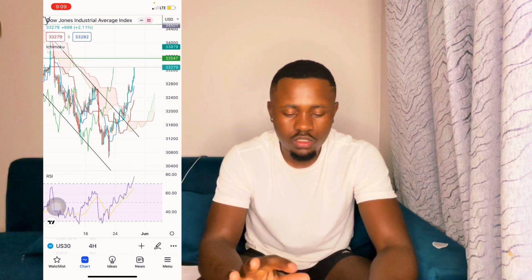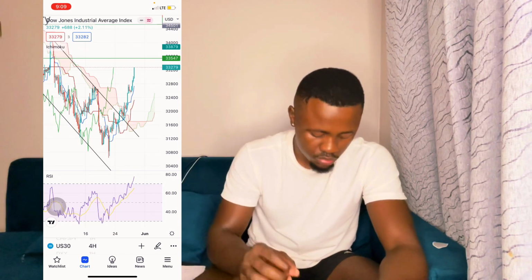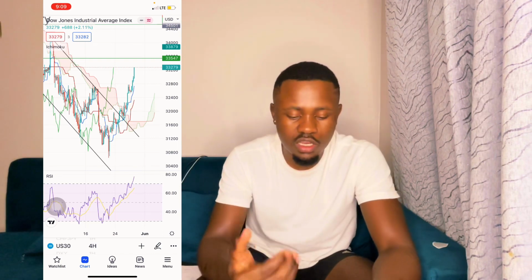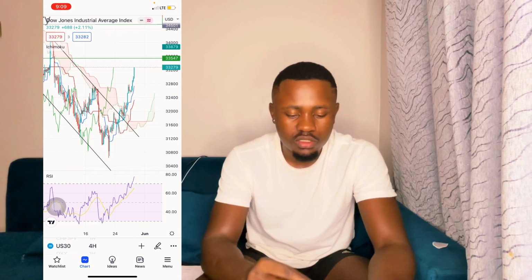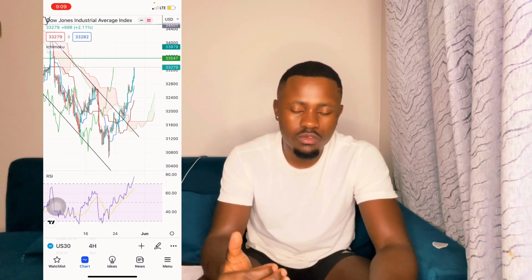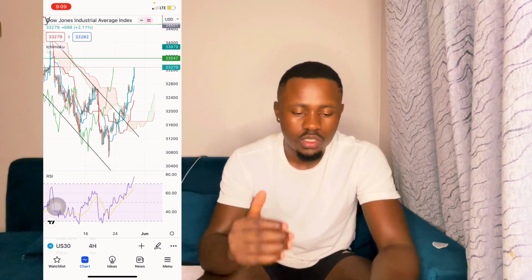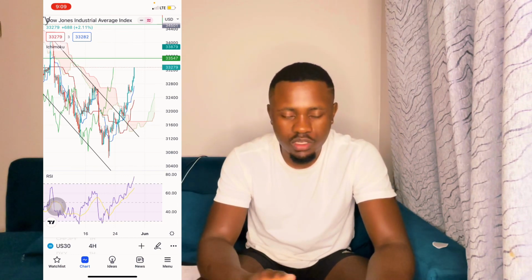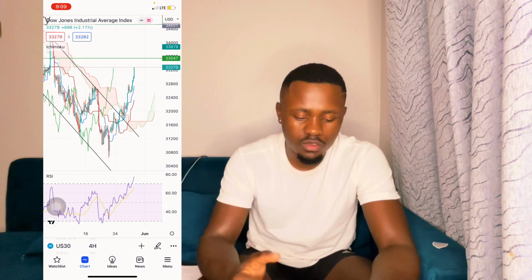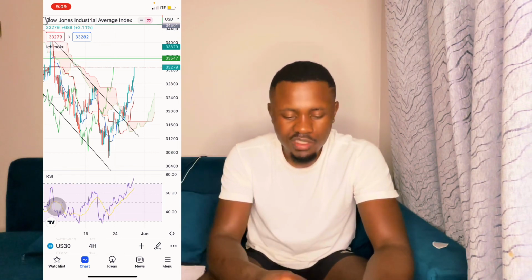When you add your Ichimoku cloud, you want to see momentum from either the buyers or the sellers. How do you see the momentum? When the market is trading above the 50 level or below the 50 level. If the market is above the 50 level, it means there is buying momentum. But if the market is trending below the 50 level, it means the sellers have momentum.